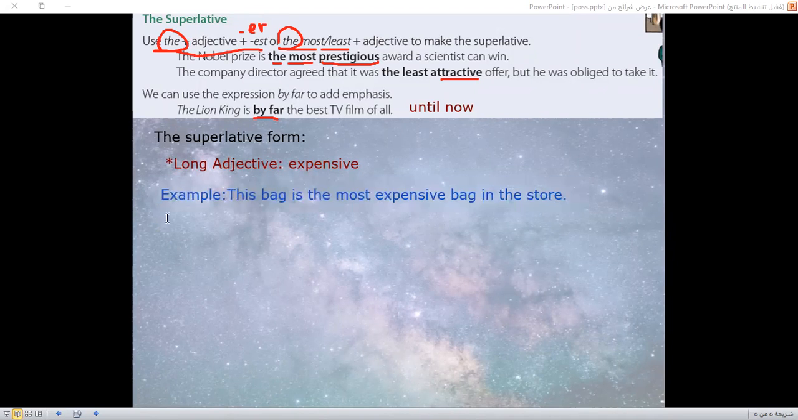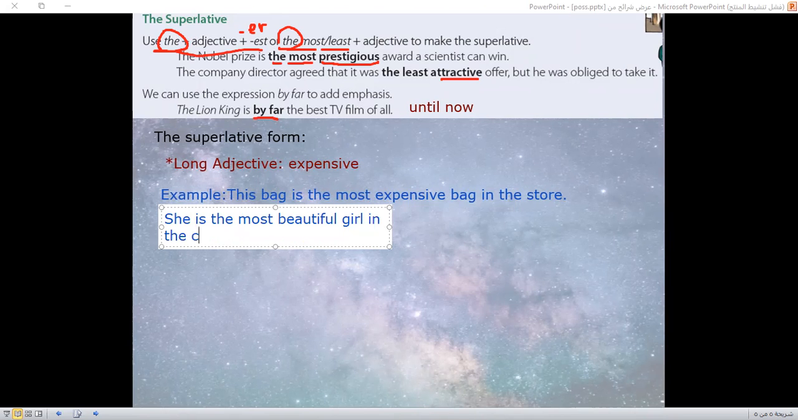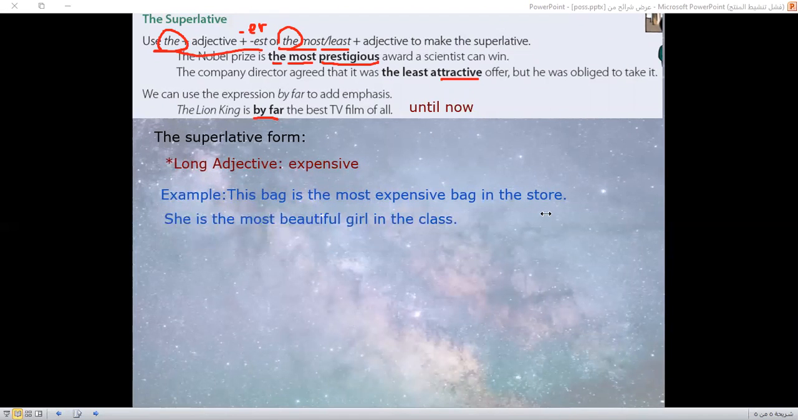Okay, another long adjective we can consider is beautiful. So let's say she is the most beautiful girl in the class, for example. So beautiful is considered to be what? A long adjective. That's why, what did I do? The, and then most, and then the adjective. The, and then most, and then the adjective. Clear?